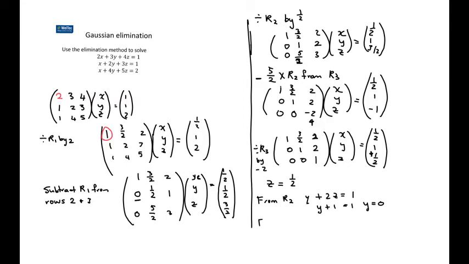And then from row 1, then we've got that x plus 3/2y plus 2z equals 1/2. So we've got that x plus 0 plus 2 times 1/2, which is plus 1, equals 1/2. So x must equal -1/2.